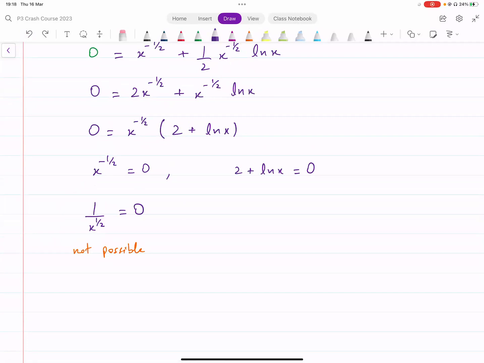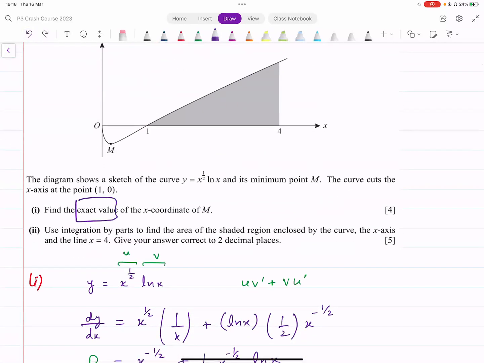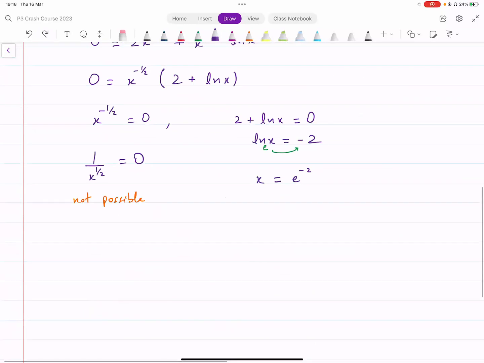If you were to solve the second one, that gives you ln x equals minus 2. How do you solve this equation? The base of ln is e, remember? That is going to go to the other side and become the base of minus 2. All right, so you have x equal to e raised to power minus 2. That should be the x coordinate of that point m. We were looking for the exact value for that x coordinate. This is what the exact value is, e raised to power minus 2.